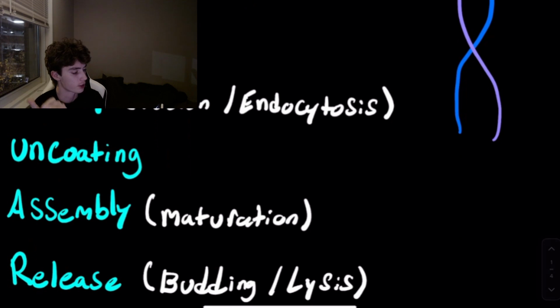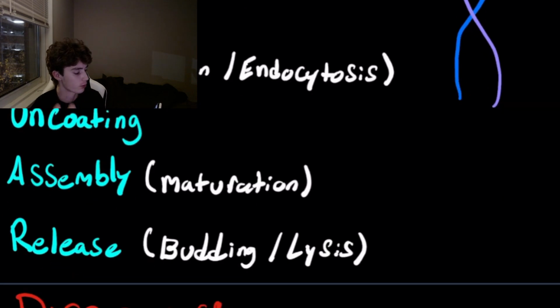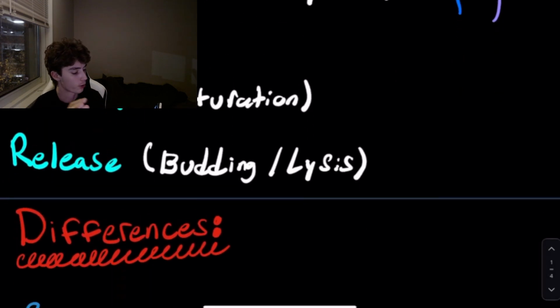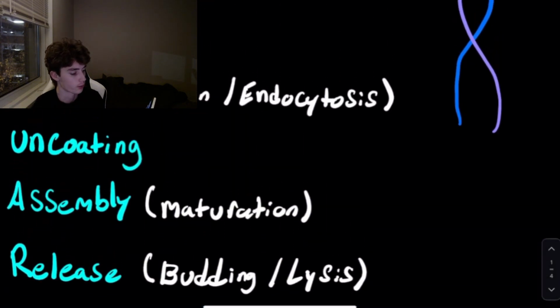They both have similar attachment. They both have similar ways of entry, so they go through either fusion or endocytosis. They both do uncoating. They both go through assembly, which is essentially just maturation. And then they both go through some sort of release, so either budding or lysis, depending on whether they're enveloped or not. Same thing with entry, depends on whether they're enveloped or not.